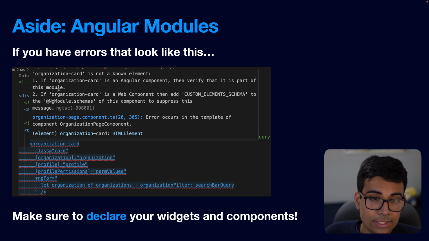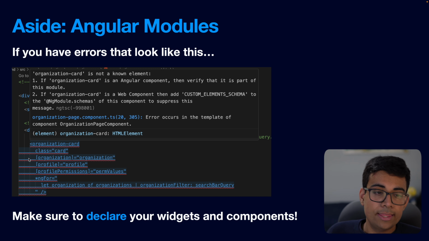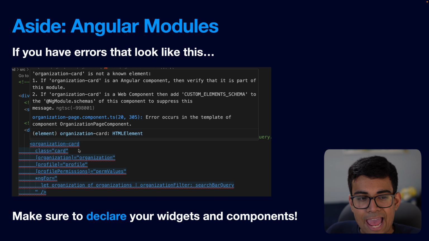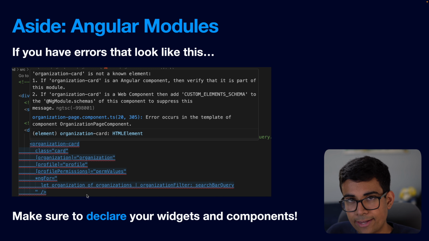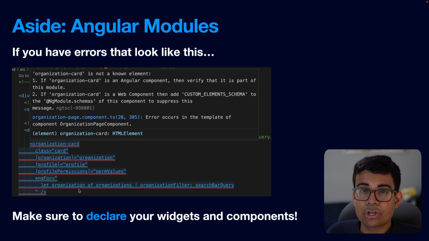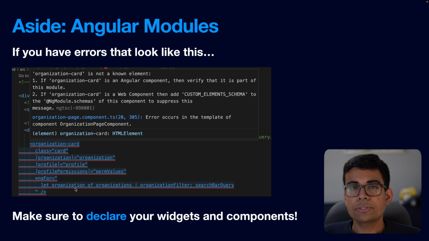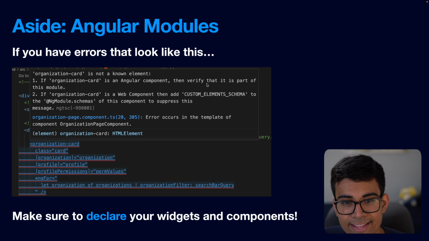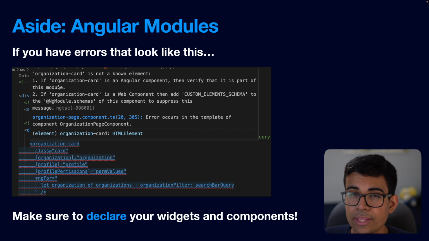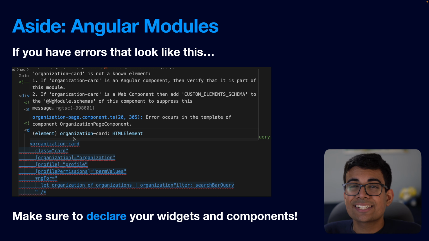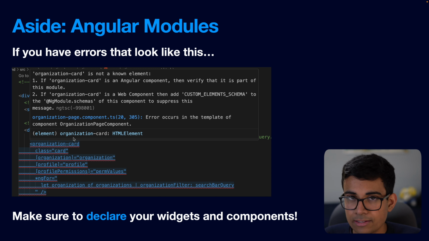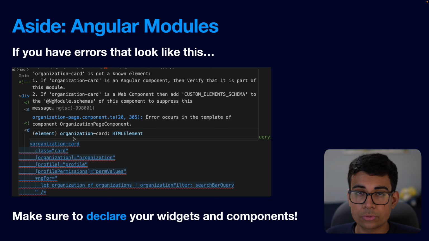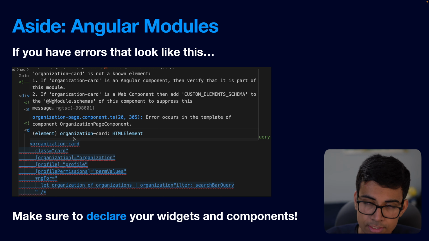Because, for example, in this screenshot, you can see that organization card is highlighted red, right? So organization card is a widget. So what we might be able to tell is, okay, if it's saying that it's not known and to verify it's part of this module, it might be the case that organization card is not declared in the same module we're using. So therefore, we can't access that widget because it's not in the same module. Or we're not importing the module that my widget is in.